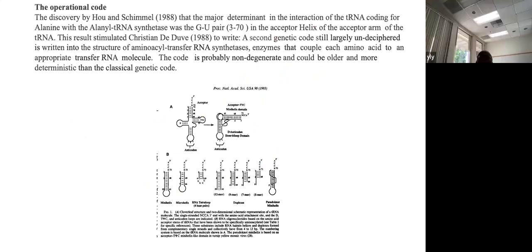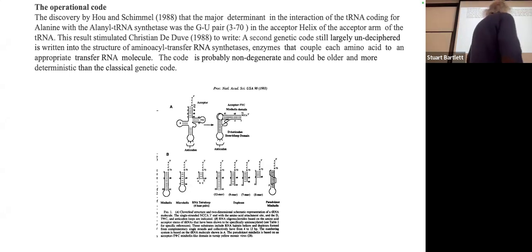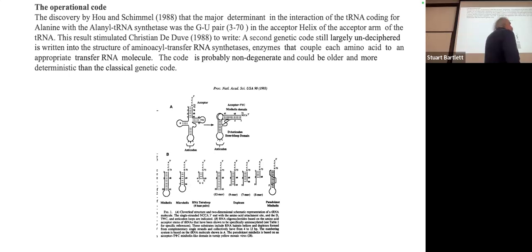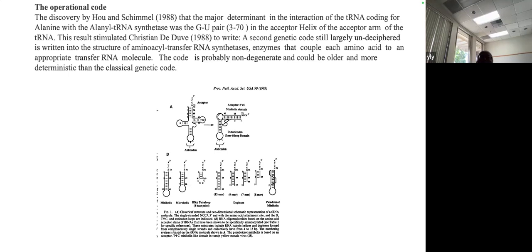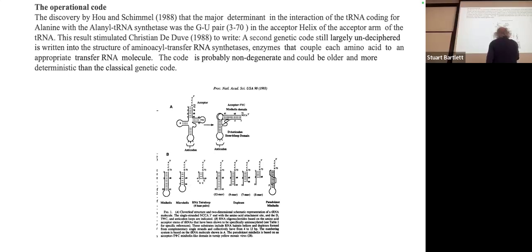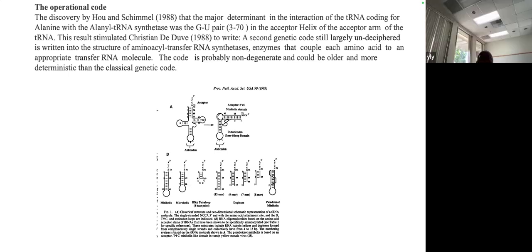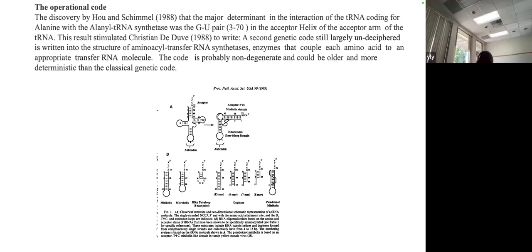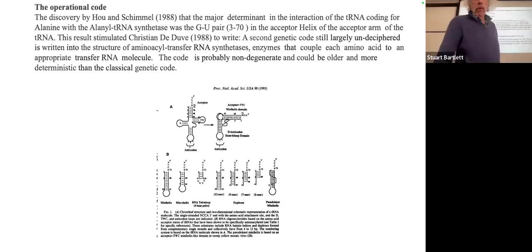And so Schimmel and Hou then set about looking for these things with very small tRNAs, not the full tRNA, just arms of the tRNA. And they were all acceptable. And then you could also put in things with small loops, and it would do the same thing. The loops made no difference. So that was a nice piece of work that was done by Schimmel.